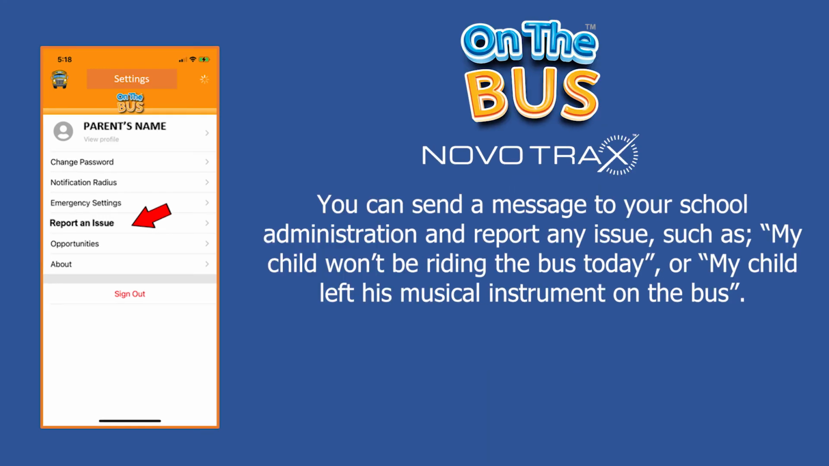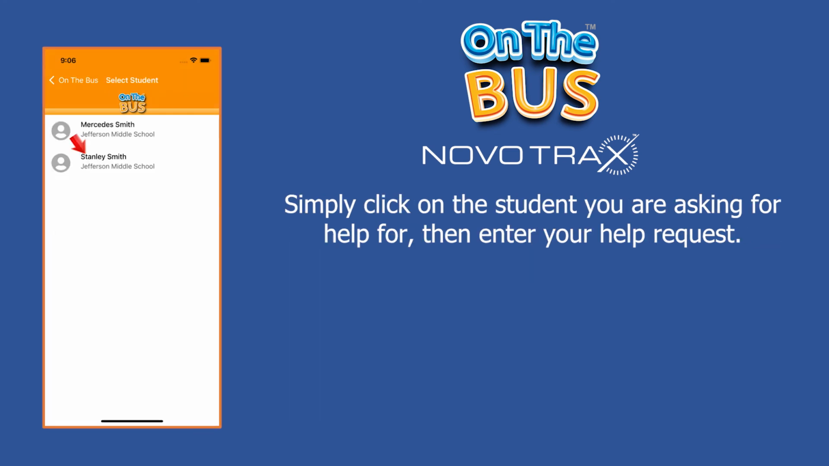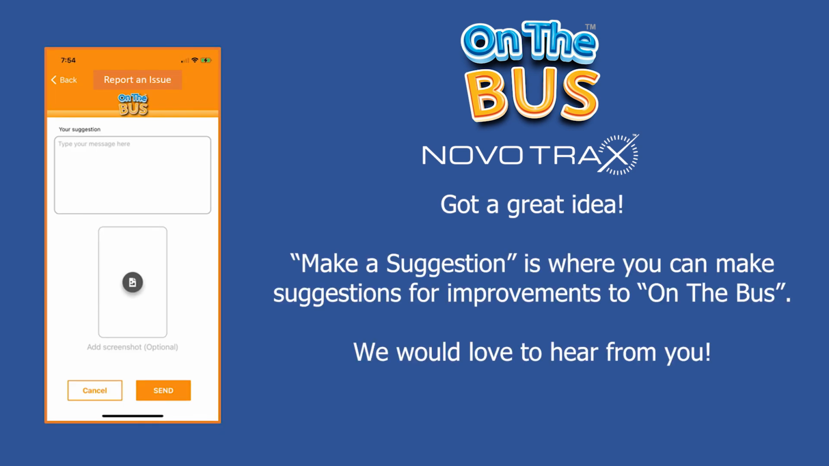You can send a message to your school administration and report any issue, such as, "My child won't be riding the bus today," or "My child left his musical instrument on the bus." In Help, you can request assistance, such as, "My child left his backpack on the bus, please hold it." Simply click on the student you're asking for help for, then enter your help request. Got a great idea? Make a Suggestion is where you can make suggestions for improvements to On the Bus. We would love to hear from you.